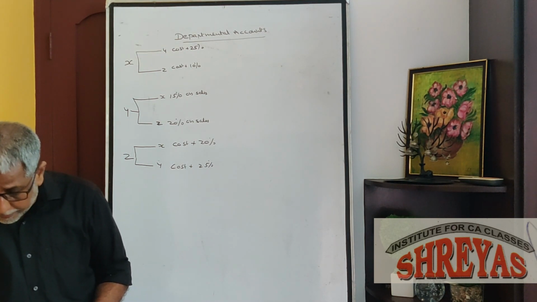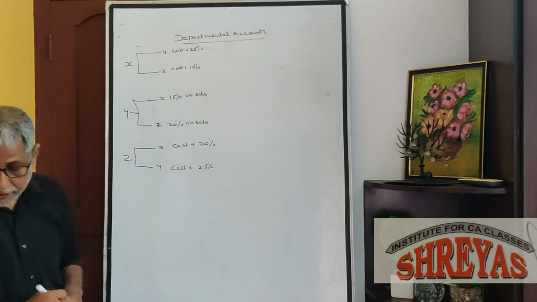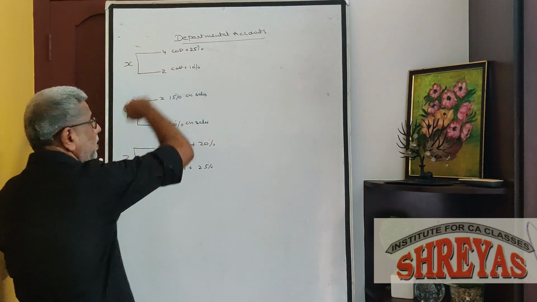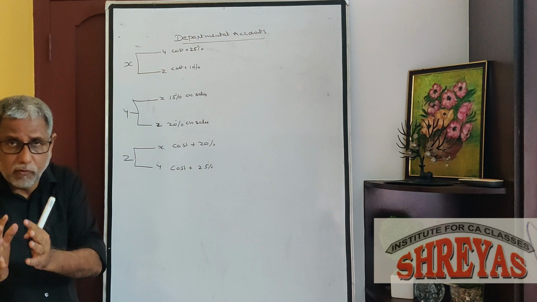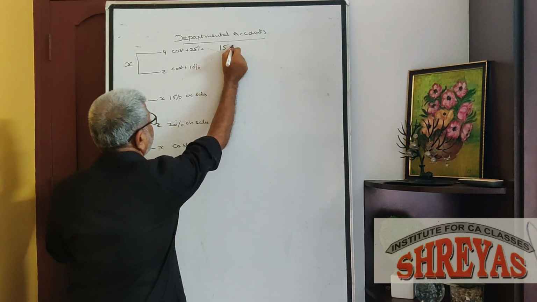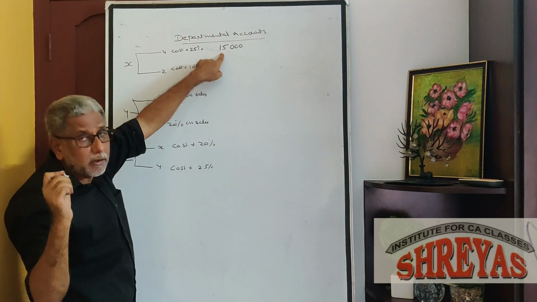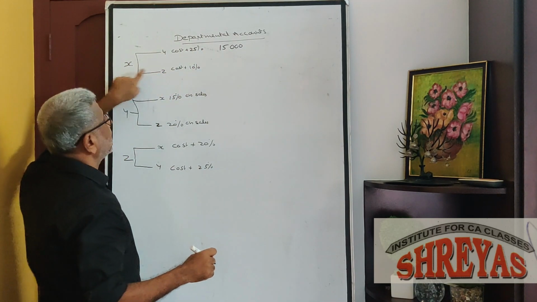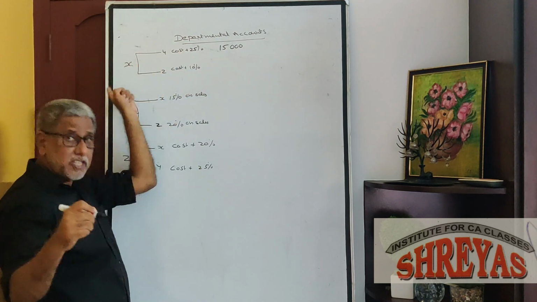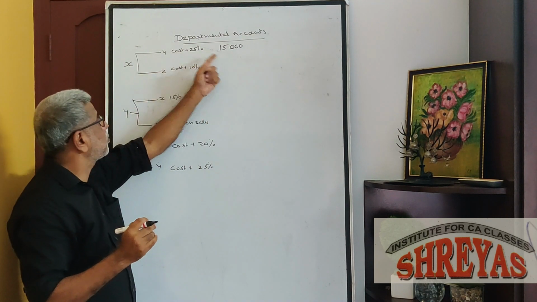Transfer from department X, goods lying with Y and Z 15,000 and 11,000. So X goods transferred to Y at cost plus 25%. In department Y, how much stock is lying? 15,000 is lying. 15,000 is the transfer price of X, but that is the cost price of Y. Who made the profit? X made the profit. That profit is not realized because this is closing stock.